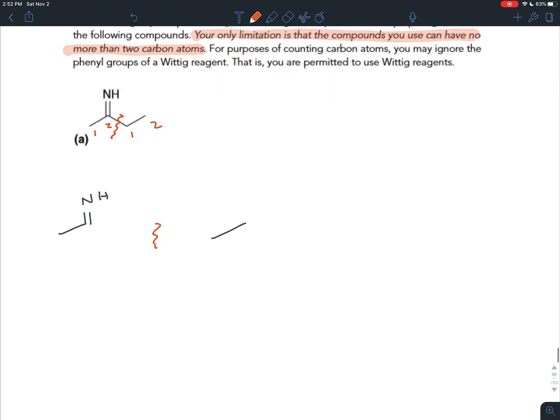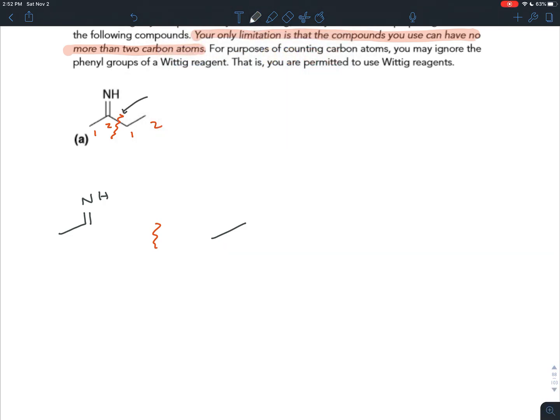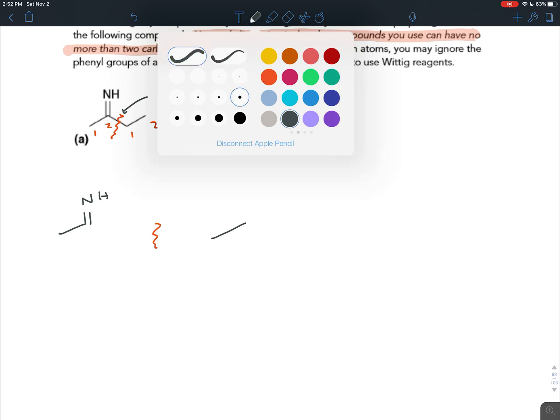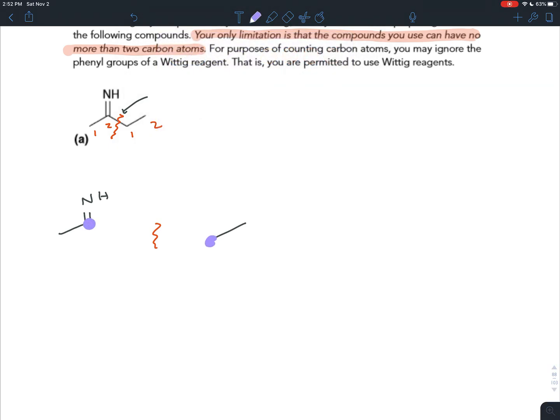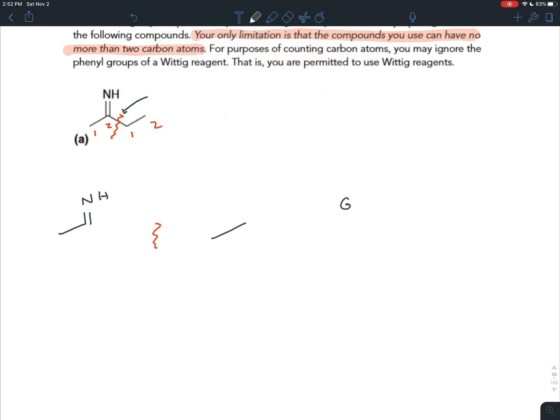Now let's think about what we can do with each of these. What we want to do is form a new carbon-to-carbon bond, and the carbon-to-carbon bond is going to be a sigma bond, a single bond between these two carbons, the carbon here and here. We want to make a sigma bond between those, and that's a sign that we need to use a Grignard reagent. There are lots of ways to make carbon-to-carbon bonds, but the way to make a carbon-to-carbon single bond is a Grignard.